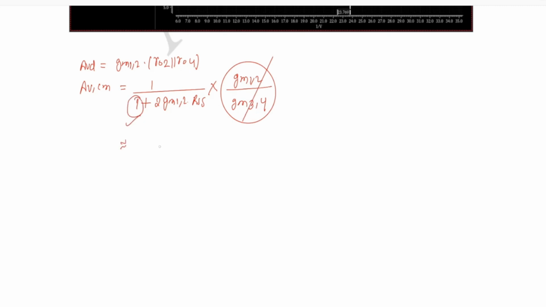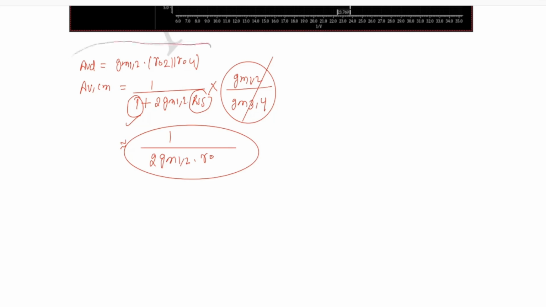Okay, so this will come as 1 by 2 gm of input transistor into, and RSS will be, suppose I am taking a MOS current source, so that will be R0. So this is the common mode gain and this is the differential mode gain.